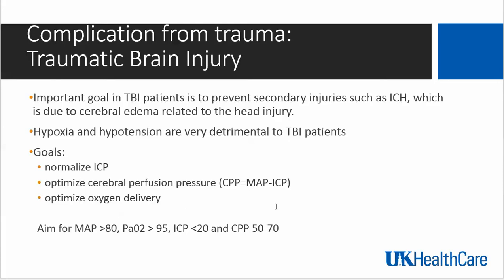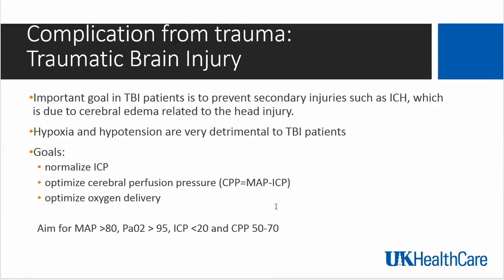Hypoxia and hypotension are very detrimental to these patients. So your goals, if you take care of a patient in the OR with traumatic brain injury, are to normalize the intracranial pressure, optimize cerebral perfusion pressure, and we remember that cerebral perfusion pressure is the mean arterial pressure minus the ICP. And lastly, optimize oxygen delivery.